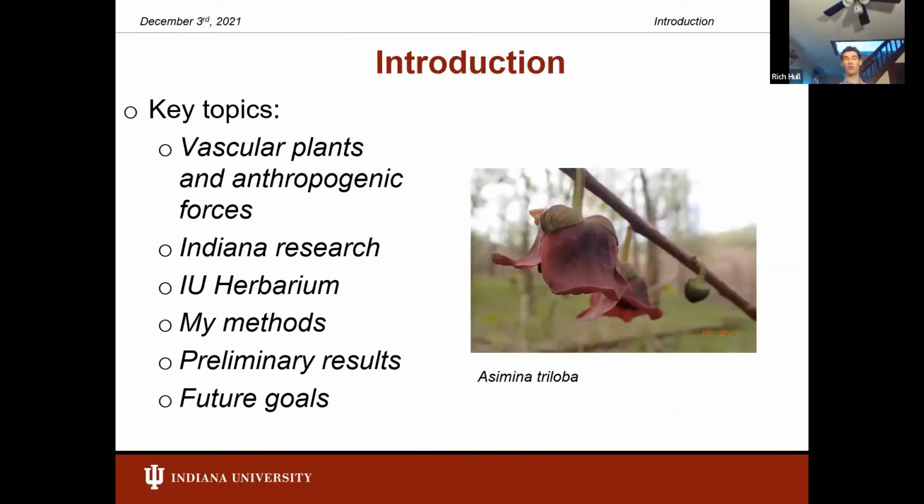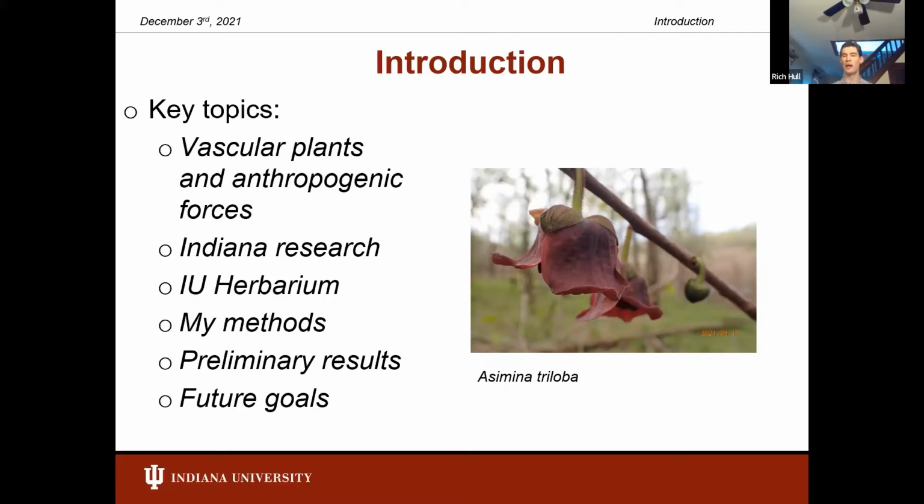So taking a step back, today I will be specifically addressing the intellectual merit for the project. I'll be talking about the importance of vascular plants and the impact anthropogenic forces are having on them. I'll be talking about why I'm doing this research specifically in Indiana. I'll be talking about the contribution of the Indiana University Herbarium. And I'll be talking about the methods for the current vascular plant collection.